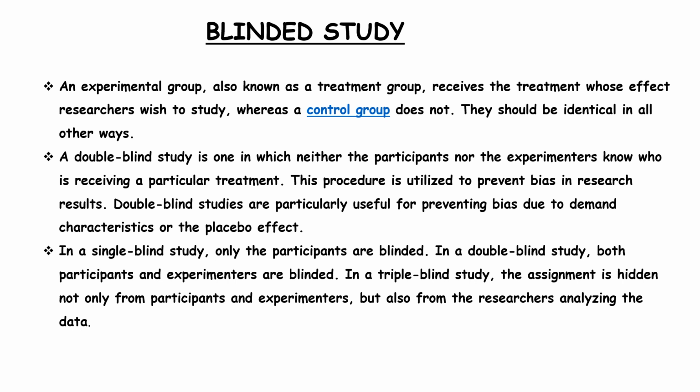In a single blind study, only the participants are blind. So in a single blind test, only the participant does not know which treatment they are undergoing. In a double blind test, both the participant and the experimenters do not know what they are coming across. And in a triple blind study, the assignment is hidden not only from the participants and experimenters, but also from the researchers. And this will create accurate, very reliable data.